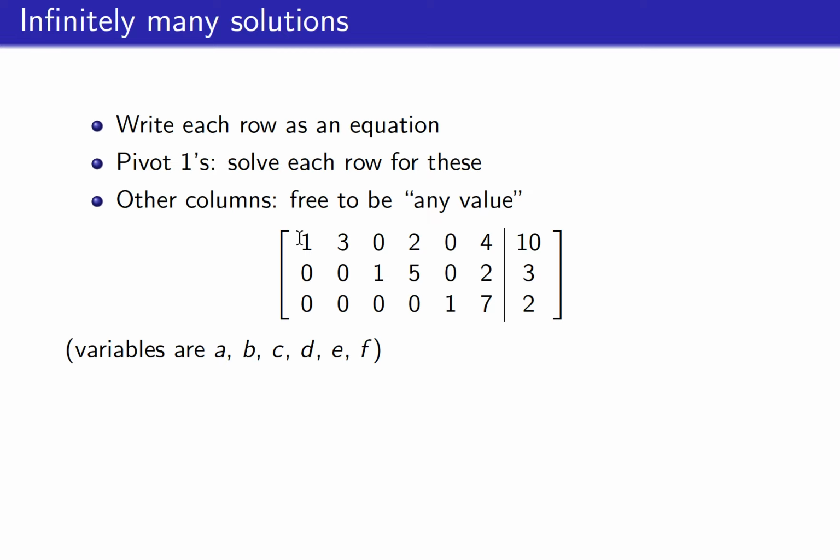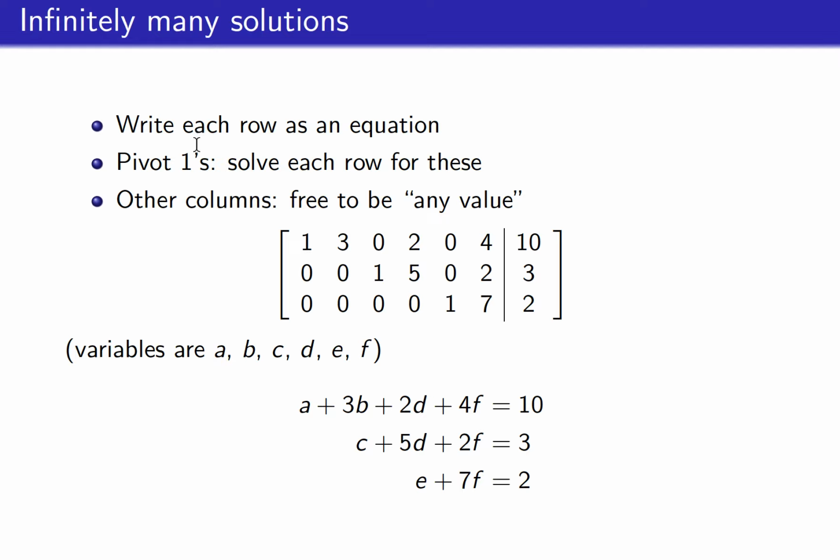And then you notice this is in reduced row echelon form. This is a 1, this is a 1, this is a 1, and then everything in its column is 0. Okay. And the first step is write each row as an equation. A plus 3b plus 2d plus 4f is equal to 10. Okay. The second equation is c plus 5d plus 2f is equal to 3. Remember, these are called A, B, C, D, E, F for each of the columns. The last one says e plus 7f is equal to 2.